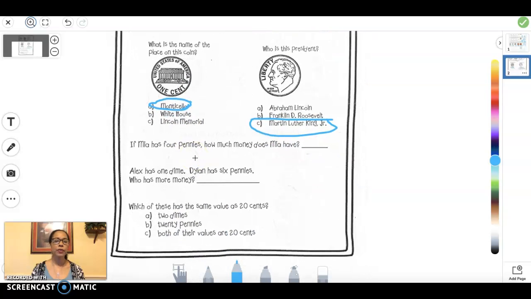Remember, Miss Jacob is just making this up. Please don't use my answers because they certainly aren't right. I'm just doing this as an example. If Mia has 4 pennies, how much money does Mia have? Type it in.